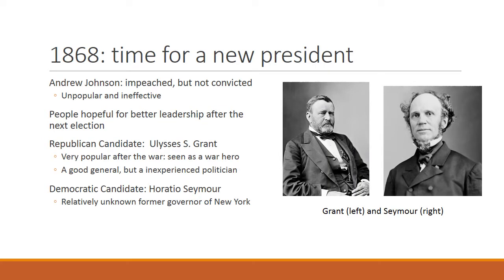By 1868, it is definitely time for a new president. Andrew Johnson has been president for almost 4 years, and he has been impeached by Congress, but he was not convicted. That is, he was not found guilty of breaking any crime, and he was allowed to remain president. But even though he remains president, he is unpopular and ineffective. So it's almost as if the country doesn't really have a president until 1868, when the next presidential election occurs.